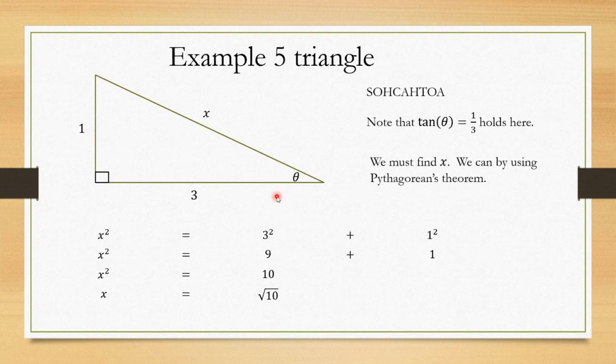So we have a right triangle here. Tangent of theta, we know, is opposite over adjacent, right? So SOHCAHTOA. We can set the opposite side to be 1. We can also set the adjacent side here to be 3. And that's good. So now we have a right triangle such that this is true.